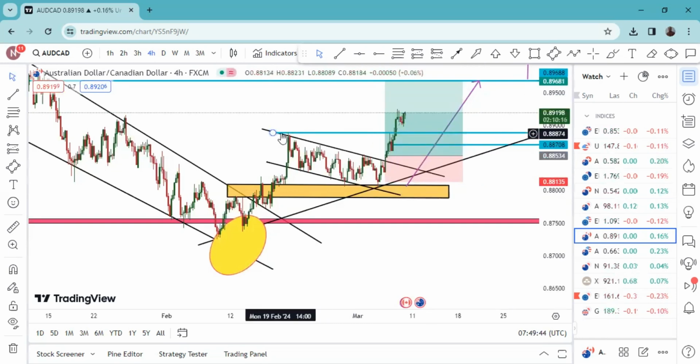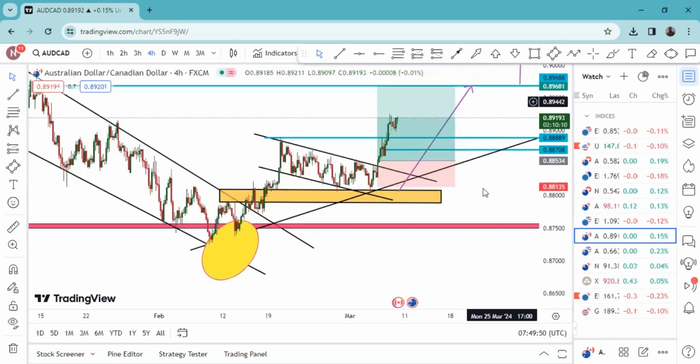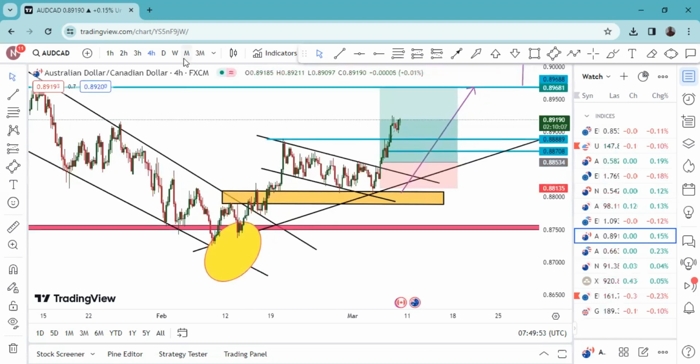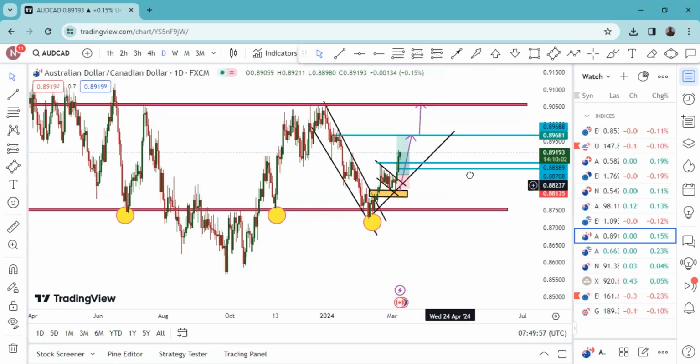I took 50% of my trade around this 100% retracement. Then the market is heading to TP2. So that was the trade on Outcard. That's how I entered Outcard.